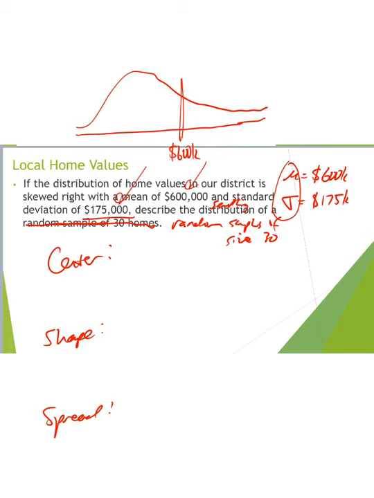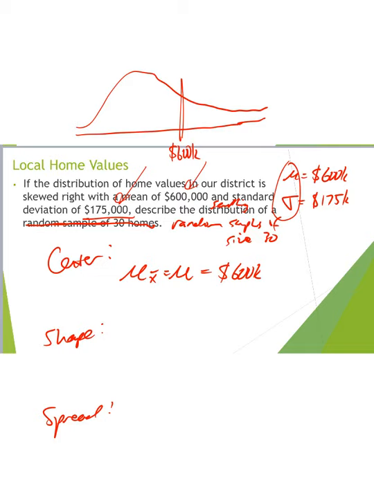Okay, so the center here would be the mu of the x bars equals mu. Again, mu here was 600,000. The mu of the x bars is the center of the sampling distribution. So that is 600,000. Okay, and that's all we need to write there. We have the notation and we have the value.